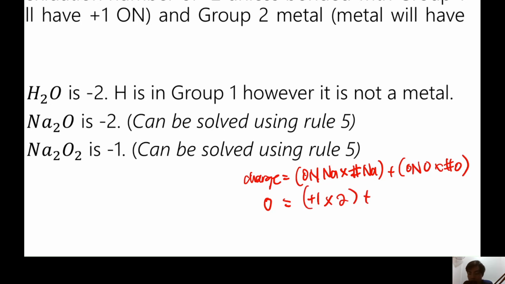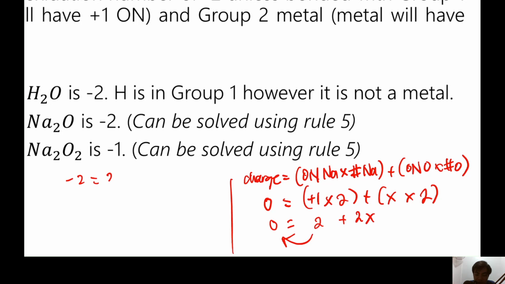Then the oxidation number of oxygen, I will let that as X. Kunwari, di ko alam, no? Times the number of oxygen atoms, which is 2. So let's solve for X. So that's 0. 1 times 2 is 2. X times 2, 2X. Lipat natin yung 2 dito sa kabila, no? So dito ka sa left side. So that's -2 equals 2X divided by 2. So you will have X equals -1.